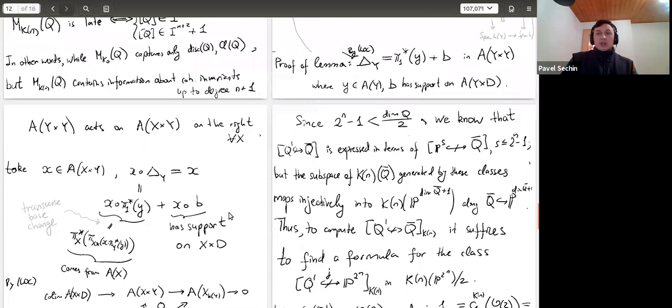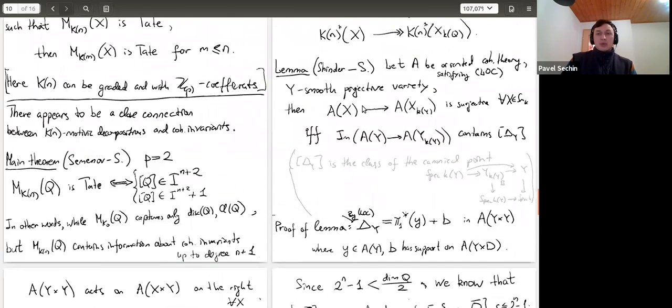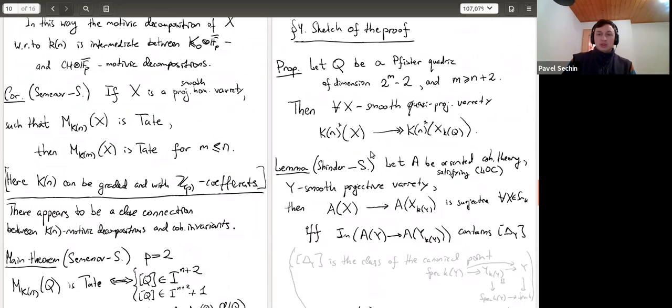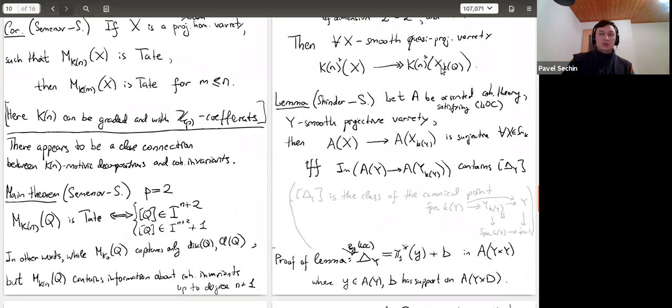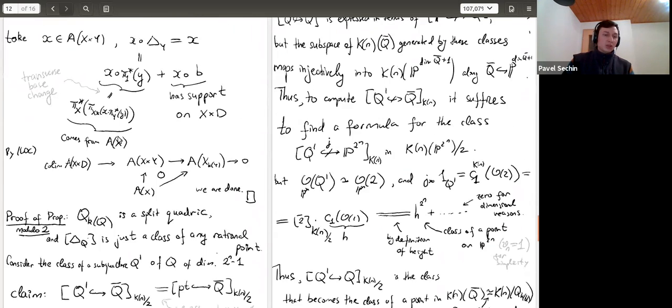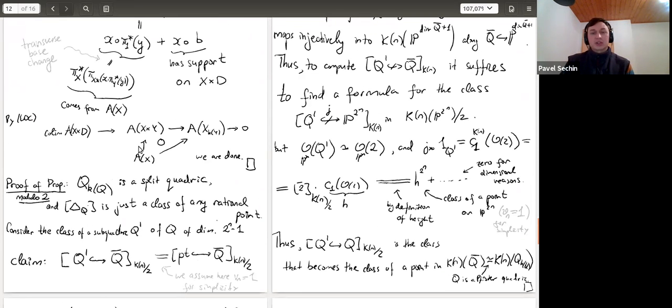And so what we have to do now is to apply this lemma to this Pfister quadric. We want to look at the class of a rational point in the Morava K-theory of a Pfister quadric after base change to its field of functions. Well, Pfister quadrics have this nice property that as soon as they get a rational point, they're split. And of course, they're split over its function field.